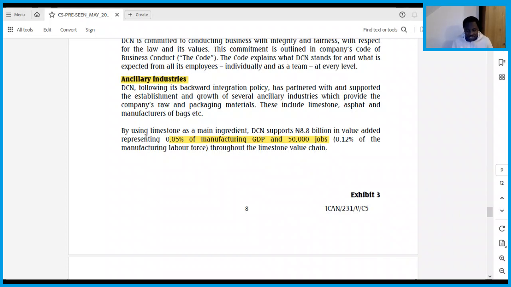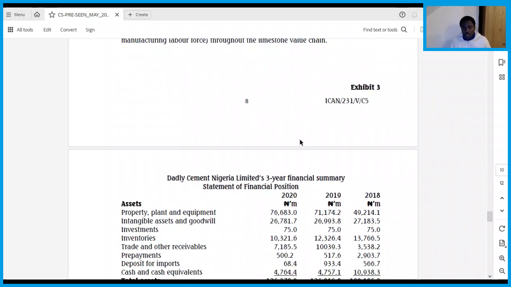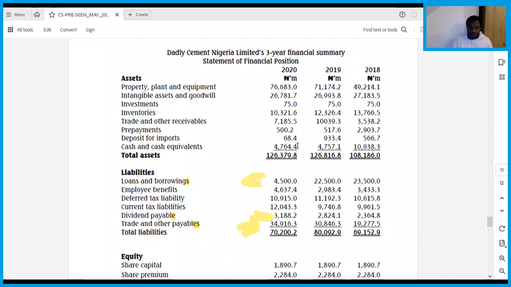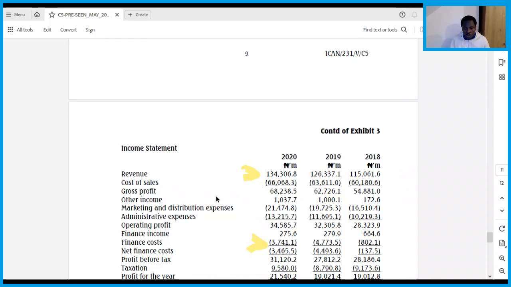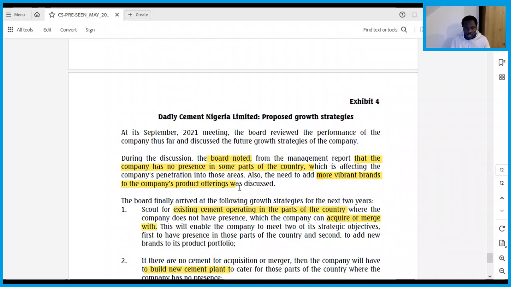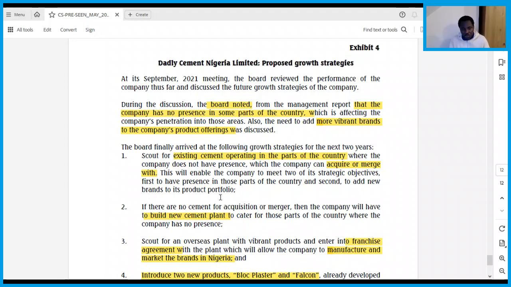Let me read it so that we will not err. By using limestone as a main ingredient, DCN, okay, so is our client now alone, 50,000 jobs. Okay, so this is the statement of financial position. So definitely it tells us that financial analysis is an area too, but you will see that I've highlighted some areas when we get there too, which we're already getting into. I'm going to draw more attention to it. So basically these are what we need to put in mind.